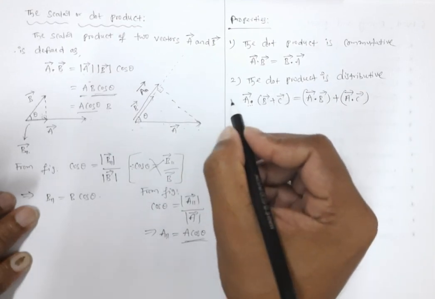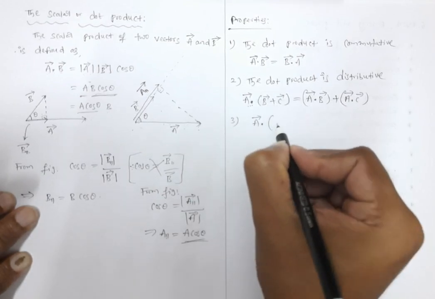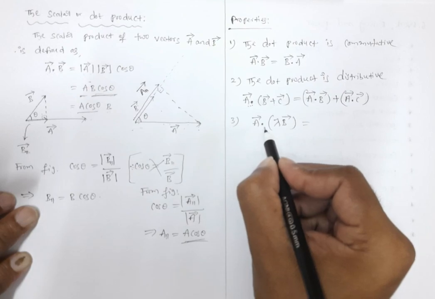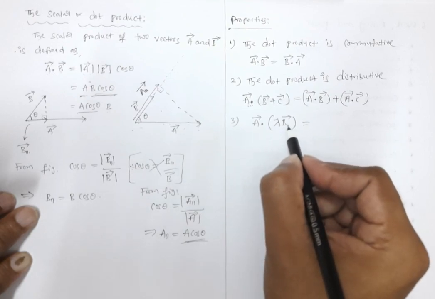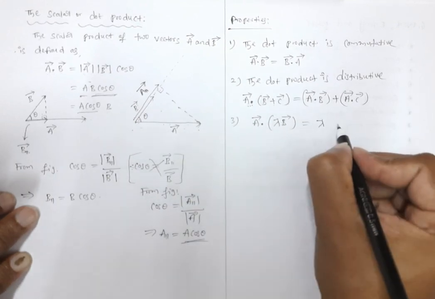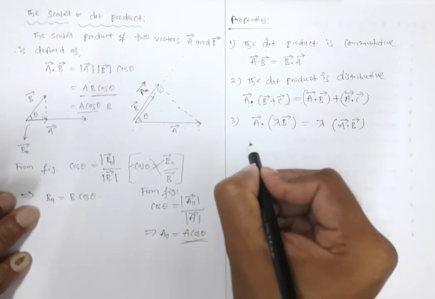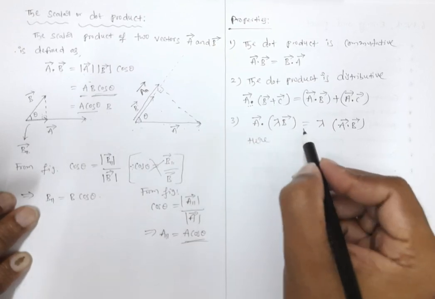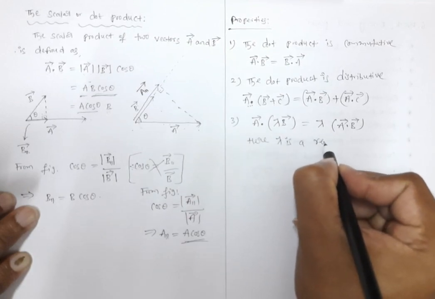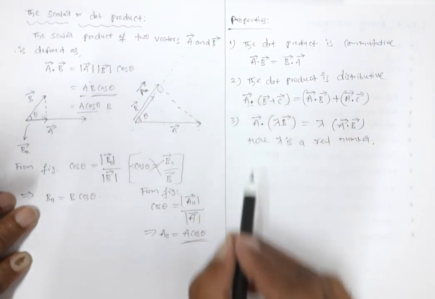And the third property is like this. Suppose we have a vector A bar dot lambda into B bar, where lambda is a real number. Then we can take this lambda, a real number, out like this. You can write lambda here and simply write A bar dot B bar. Here lambda is a real number. The value may be -1 or any negative value or any positive value. So these are the properties of dot product.